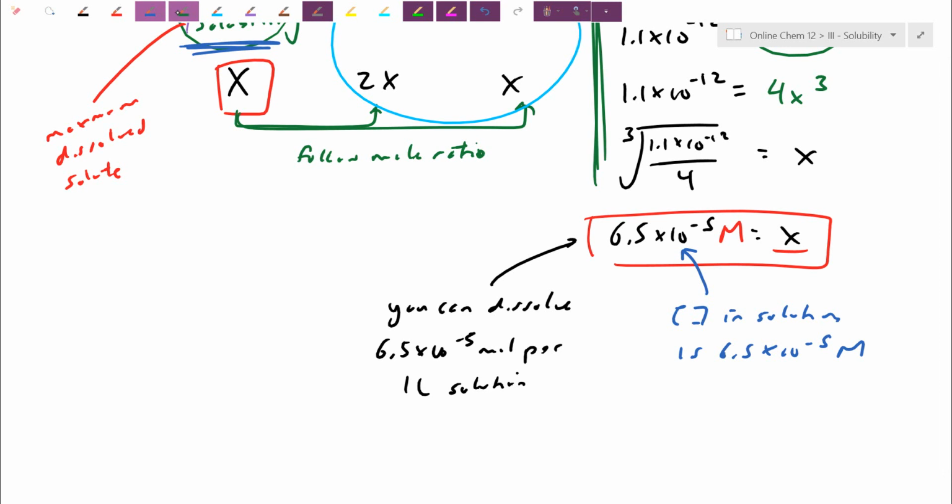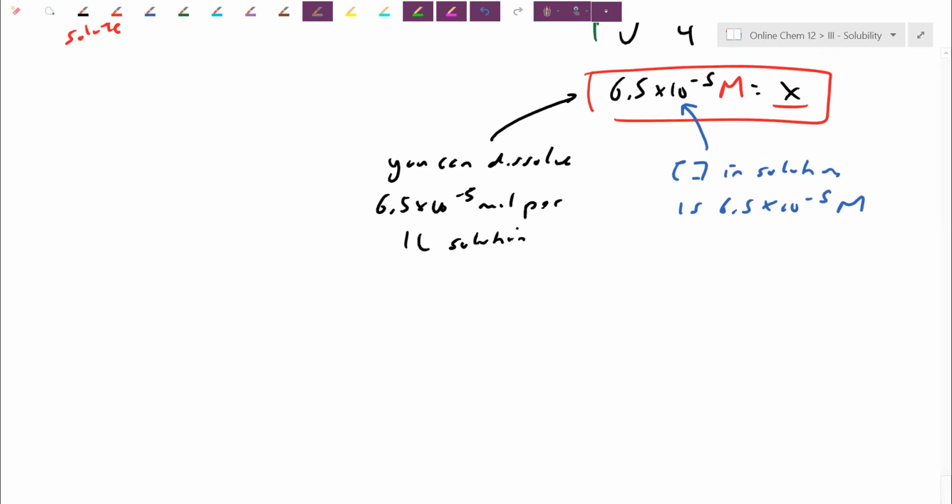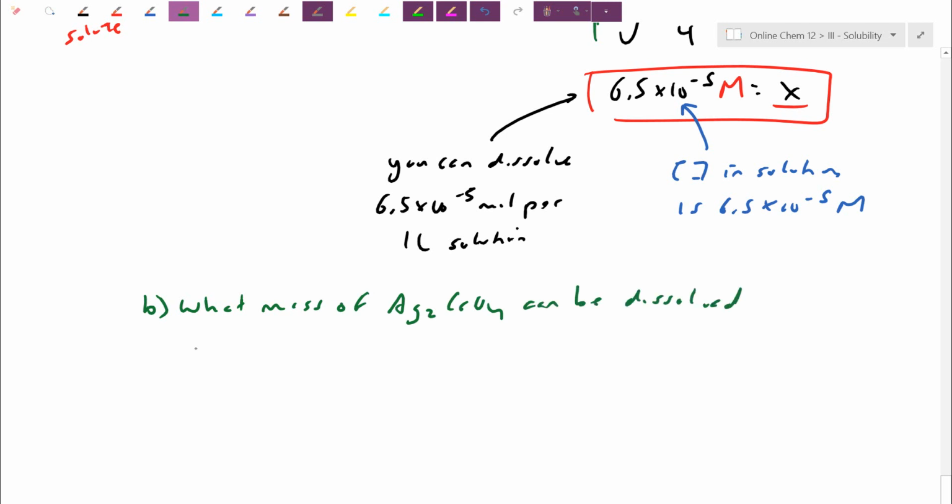I can follow this question up. Now that you know what that number is, let's say part B of this question, I want you to find for me what mass of silver chromate can be dissolved into 500 milliliters to form a saturated solution.